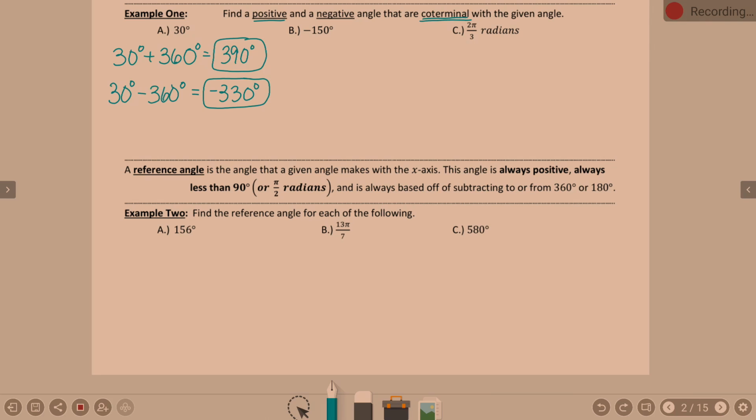Okay, coterminal angles, the concept is not hard. They are separated by a lap around the circle. If you're in degrees, it's 360 that separates them. If you're in radians, it's not 360. It's whatever that radian amount is. Okay? Ready for B?